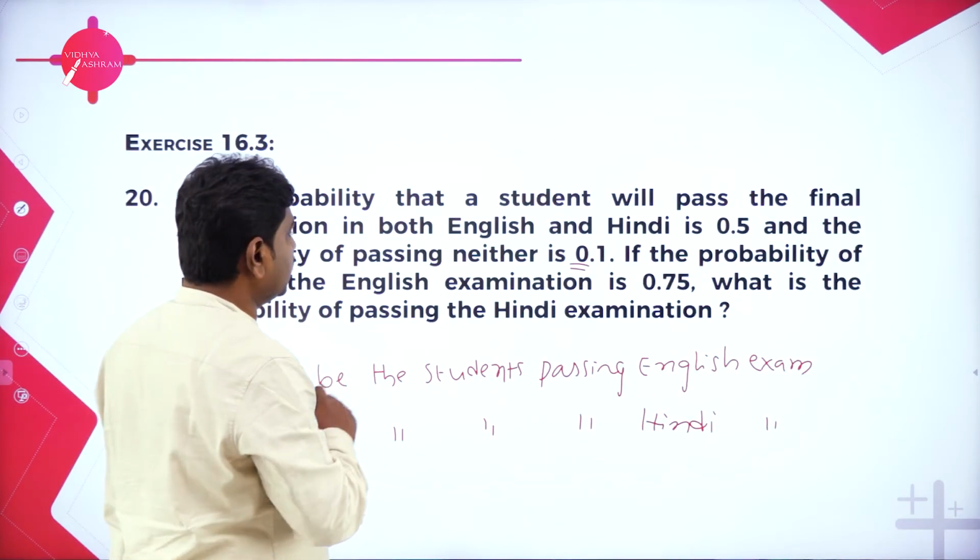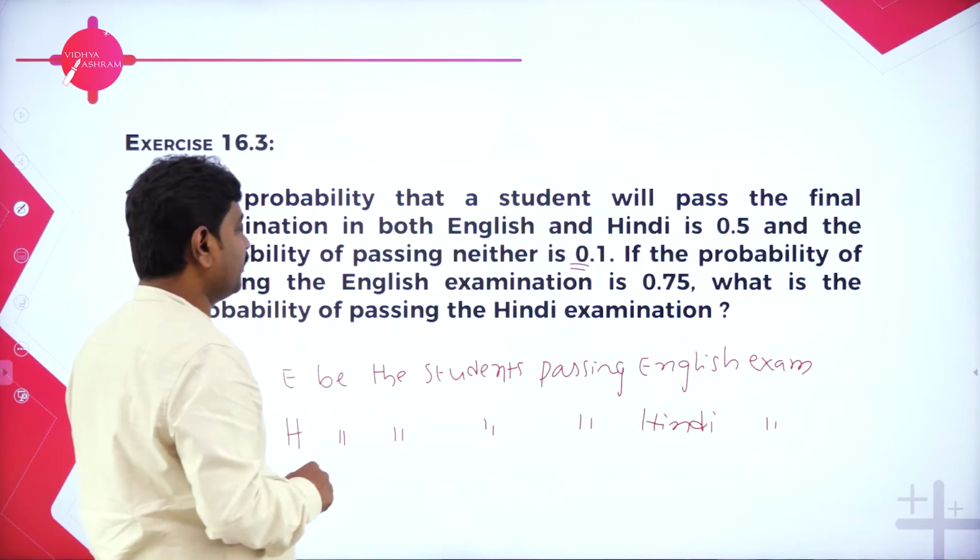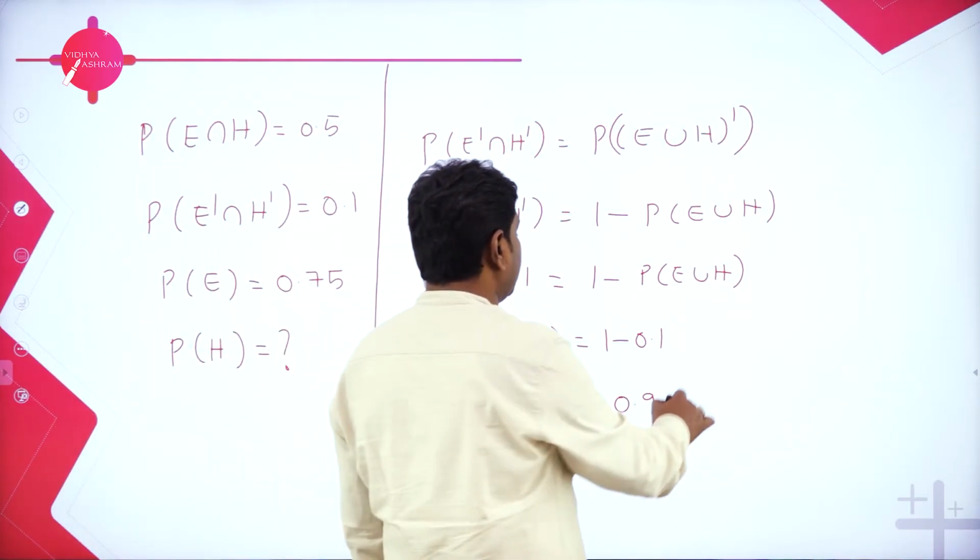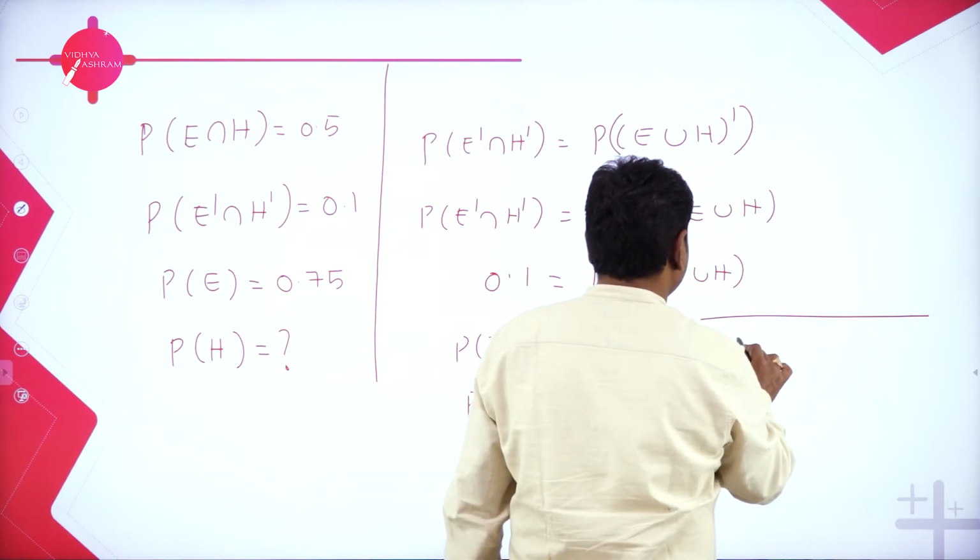After you get E union H, they are asking what is the probability of passing the Hindi exam. So you take the formula for P of E union H. What is P of E union H?